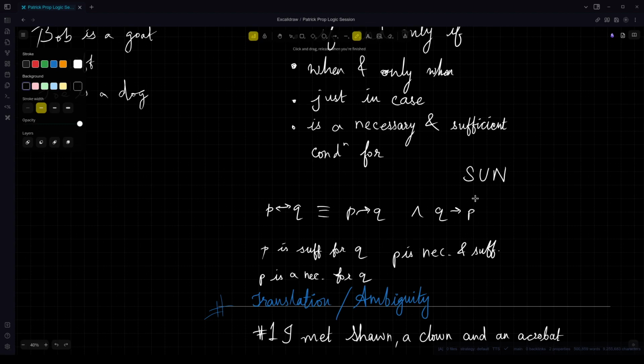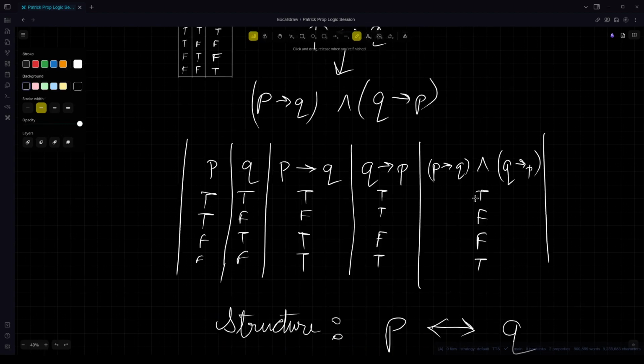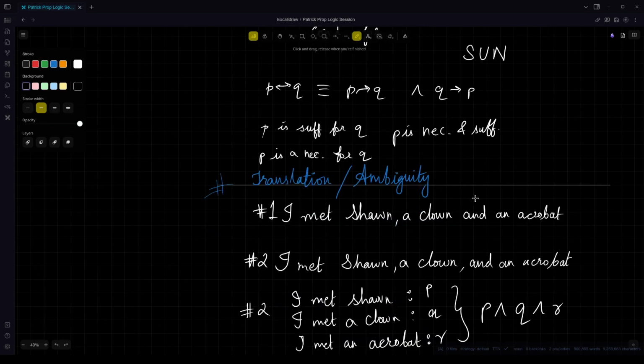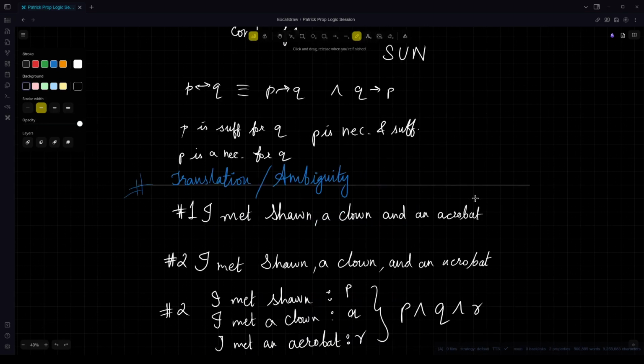So basically that was the rundown of the material biconditional, which is pretty simple, not very complicated. Just to be clear, the biconditional doesn't mean that the propositions are the same, just that they have the same truth value. Both of the propositions have the same truth value.